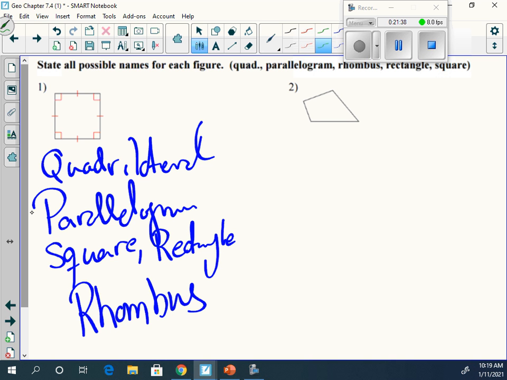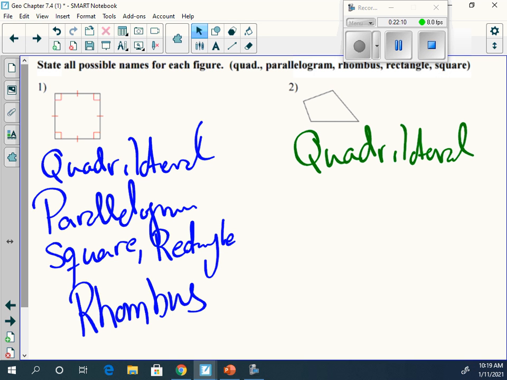So looking at this number 2 here, what's the one thing we do know for sure? It's a quadrilateral. It has 4 sides. Now, are any of the sides parallel to each other? Do we know anything about the side lengths? Do we know anything about the angles? Do we know anything besides the fact that it has 4 sides? So what can we call it? We can only call it a quadrilateral because we only know that it has 4 sides. That's it.